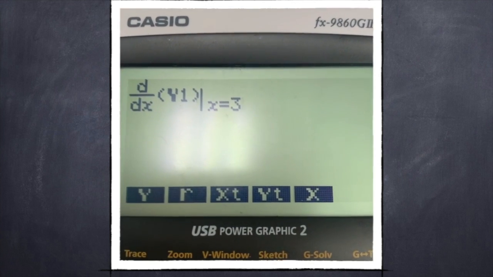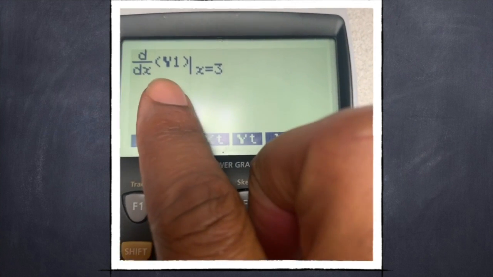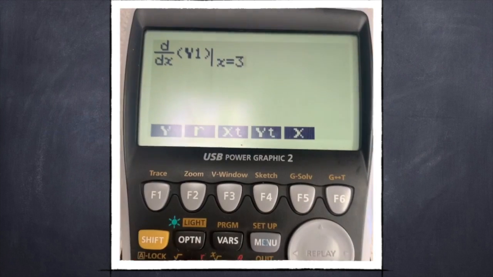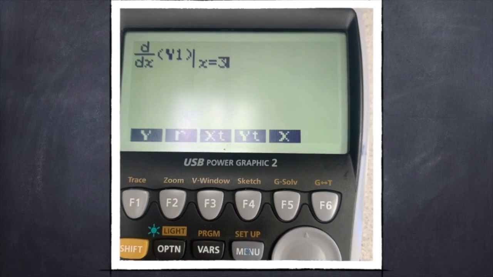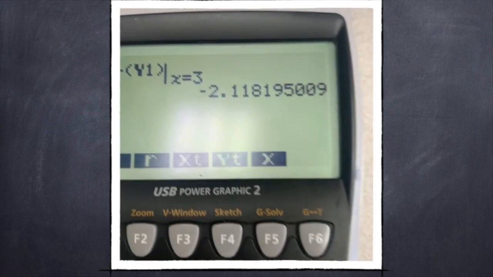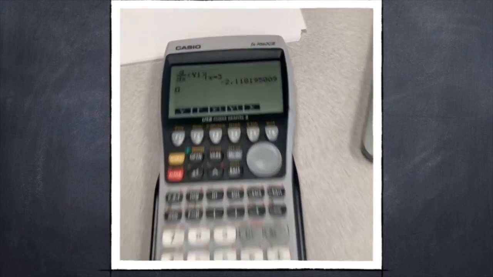All right, next thing I do is I go ahead and take the derivative of my velocity function at x equal to 3. And remember, the derivative of velocity is acceleration. And that gives me my answer right here. Now we're going to use 4 decimal places, all right?